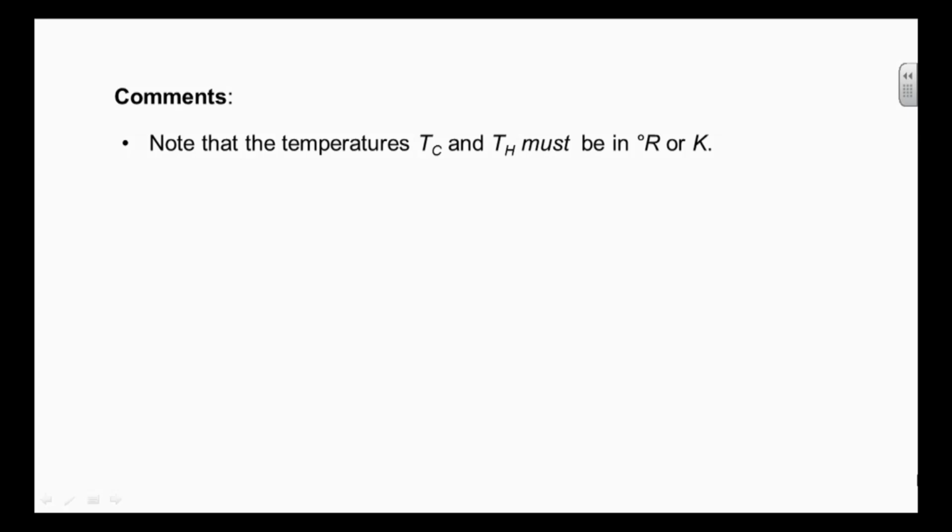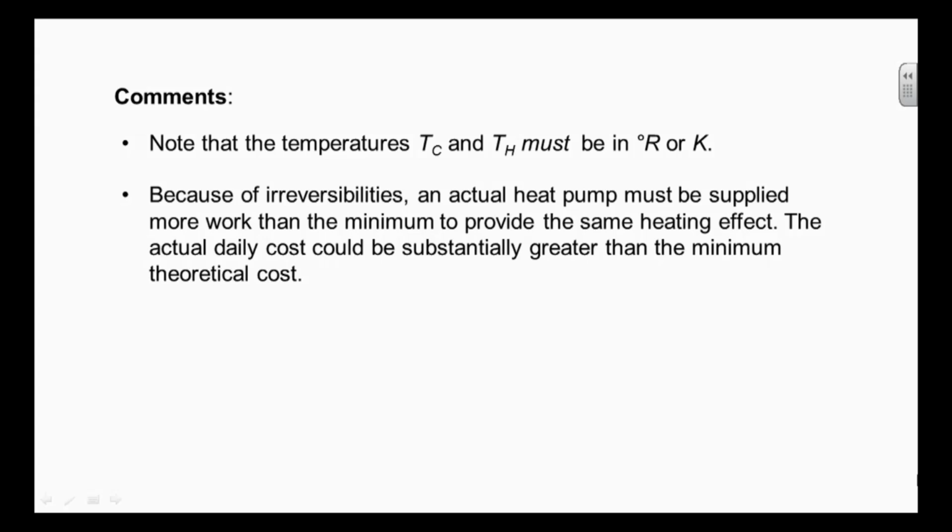To conclude this example, I would like to make a few remarks. As mentioned earlier, the temperatures T sub C and T sub H used in evaluating gamma max must be expressed as absolute temperature, namely in Kelvin or degrees Rankine as appropriate. Because of the many irreversibilities, an actual heat pump system will require more work than the theoretical minimum to provide the same heating effect. Therefore, the actual daily cost will be substantially greater than the minimum theoretical cost we just computed.